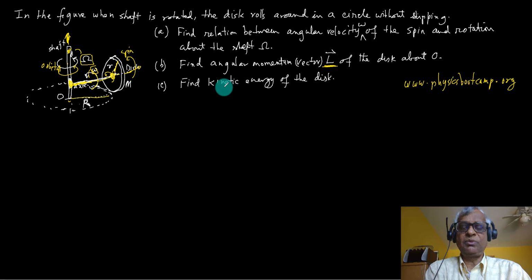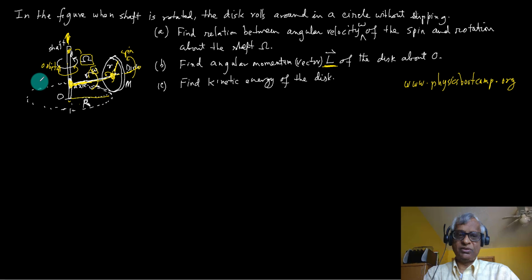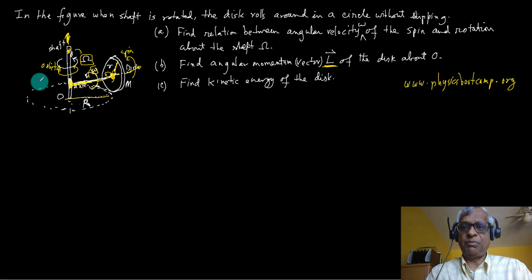And then for kinetic energy, I'll give you a hint. Kinetic energy will be the kinetic energy of the spin motion plus the kinetic energy of the orbital motion, which are the only two motions here. So you have to add the kinetic energies to get the total kinetic energy of the disk. Okay, so let me pause.